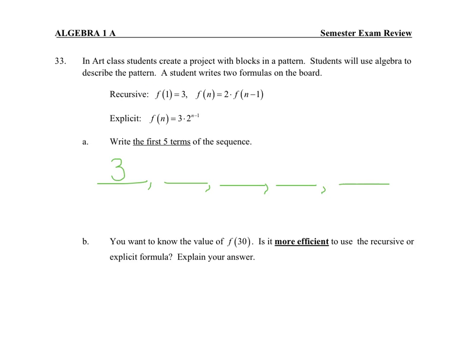And then what we can see from our recursive formula is that every time we're going to be multiplying our previous term by 2. So 3 times 2 is 6. 6 times 2 is 12. 12 times 2 is 24. And 24 times 2 is 48. And those are our first 5 terms of the sequence.